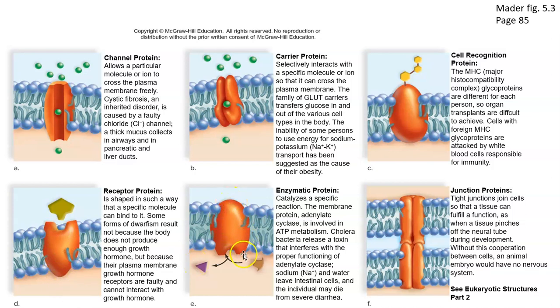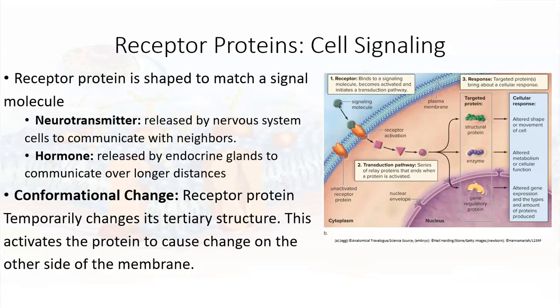Enzymatic proteins work like enzymes. So these are basically enzymes that are embedded into the cell membrane to change things as they approach them. We're not going to get too deep into enzyme proteins right now. We'll talk about them more when we talk about enzymes generally. But for this particular lecture, we're going to concern ourselves with cell recognition proteins and receptor proteins. We'll start with our receptor proteins.